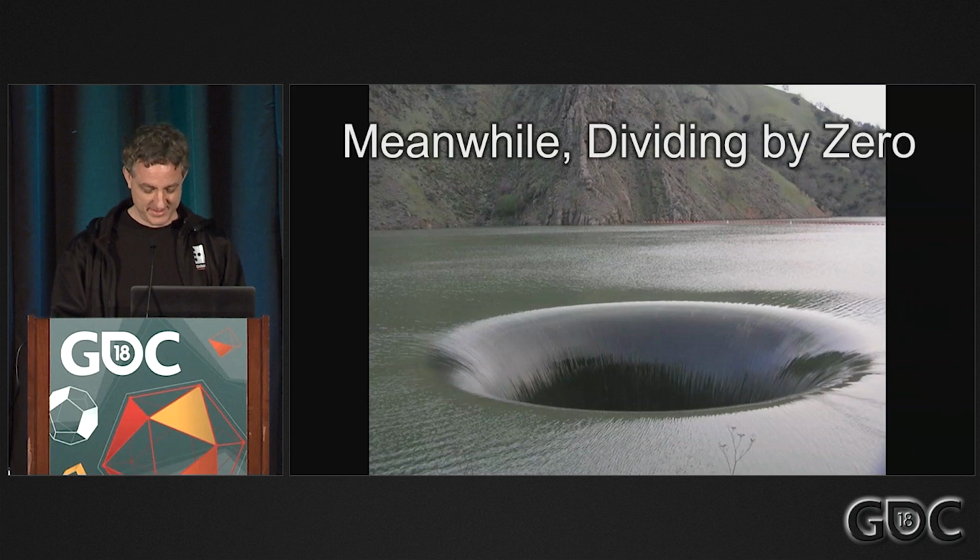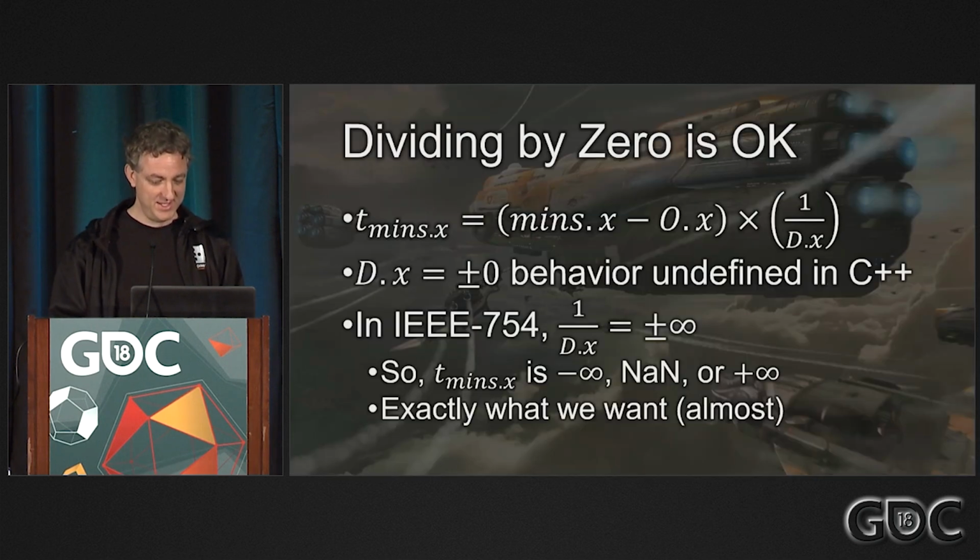So, dividing by 0. Here's our divide by 0, which is undefined behavior in C++. Fortunately, we're using intrinsics, and we're not using C++, so it's defined for SSE, and it's well-defined for us. It becomes plus or minus infinity, which when we multiply it by this is going to give us minus infinity, nan, or plus infinity. And it will turn out that this is almost exactly what we want.